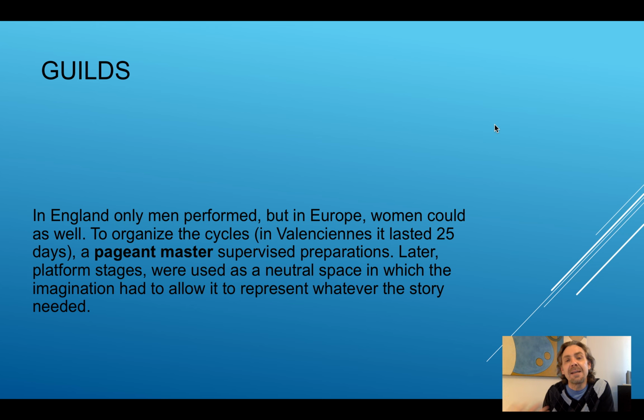Now, to organize the cycles in Valenciennes, it lasted 25 days. So you had performances going on for 25 days on those mansions. You would have a pageant master that supervised the preparations. Think of the pageant master as today's stage manager. Later on, platform stages were used as neutral spaces in which the imagination had to allow it to represent whatever the story needed.